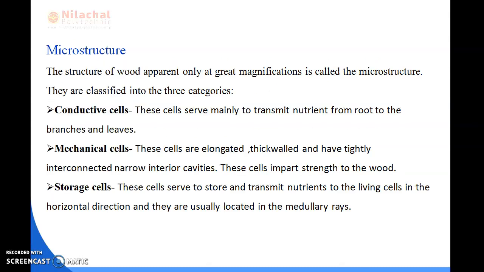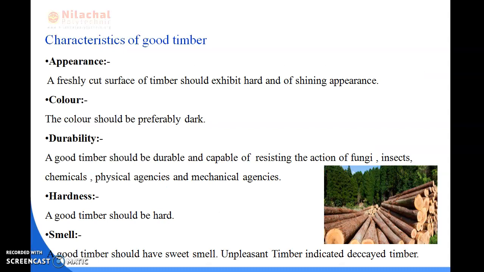Next is microstructures. As I have already told, the structure of the wood apparent only at great magnification is called microstructure, and it has been classified in three categories: conductive cells, mechanical cells, and storage cells. Next is what I have discussed, that is the characteristics of good timber.